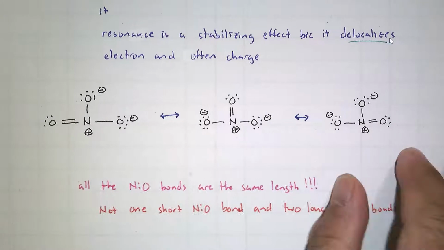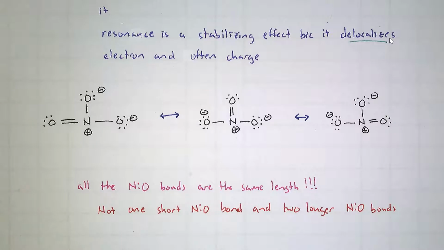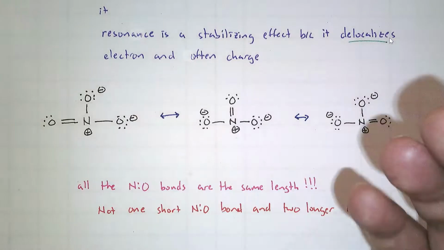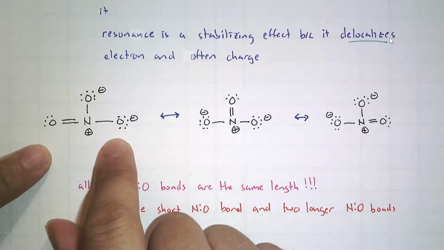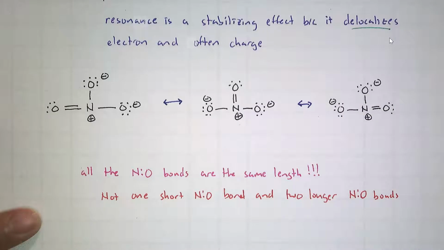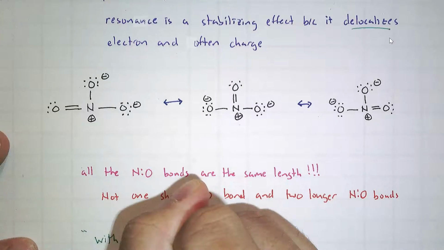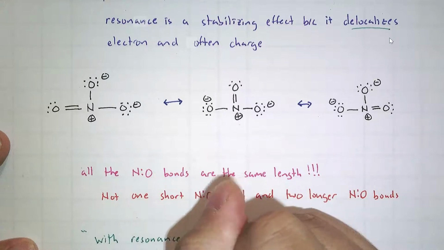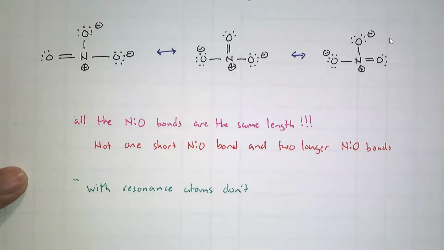Because what's happening here is that the molecule's electrons are being delocalized. They're not static, they are moving. Okay? So when you draw resonance structures, and when you draw the arrows to show the movement of resonance, you want to pretend that those atoms are perfectly still. And I like to say, with resonance, atoms don't move. Only electrons. So atoms don't move, only electrons.